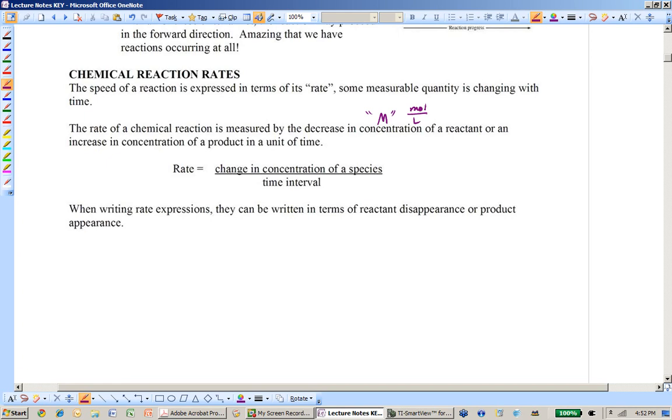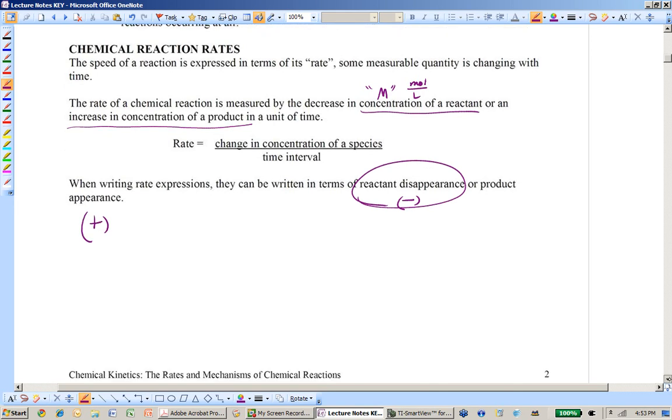So we can have a decrease in concentration of a reactant. How come? Because reactants are disappearing. Or we can have an increase in concentration of product. How come? Because products are appearing in a unit of time. So when writing rate expressions, we can write them in terms of reactant disappearance, which we are going to put a minus sign on, because their concentration is dropping, decreasing, or product appearance, which started off at 0, and so you guessed it, we give that a positive sign.